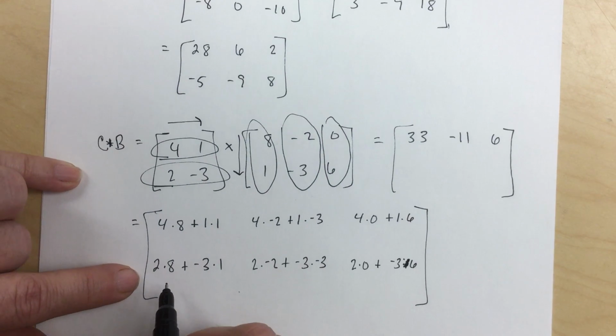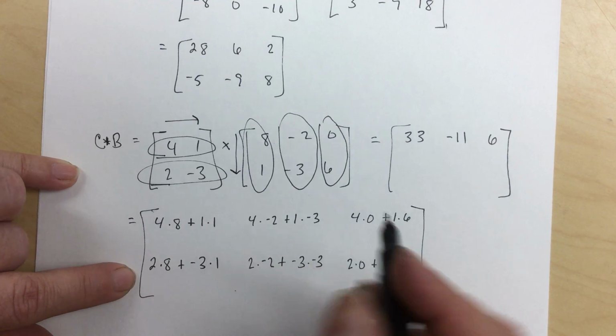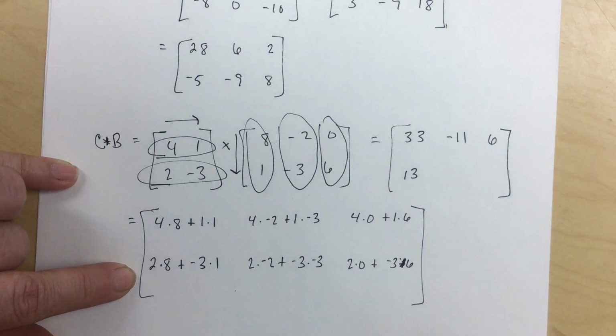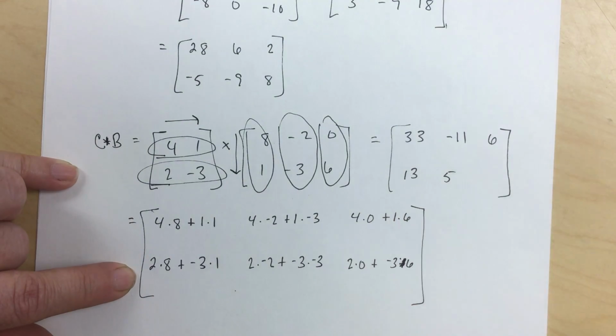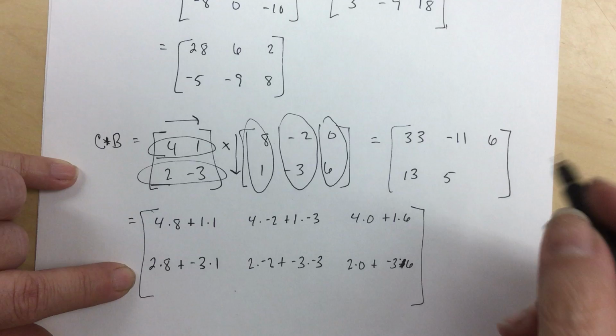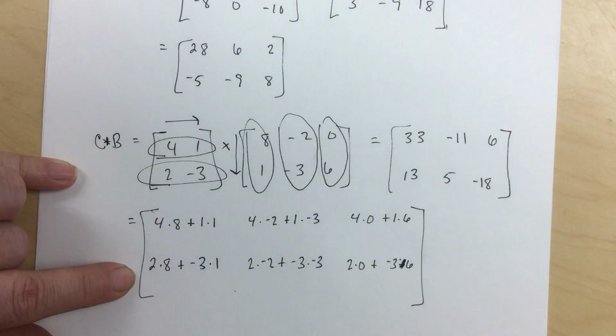So 16 plus negative 3 is 13. Negative 4 plus 9 is 5. And 0 plus negative 18 is negative 18.